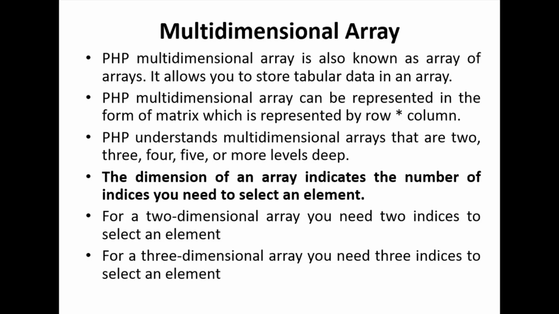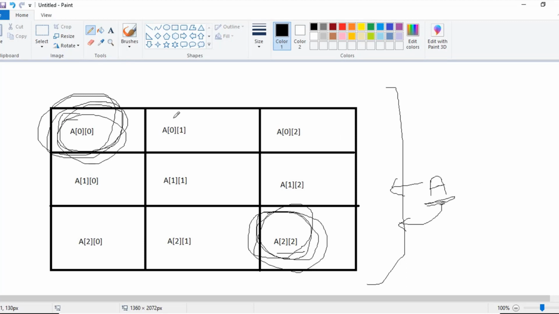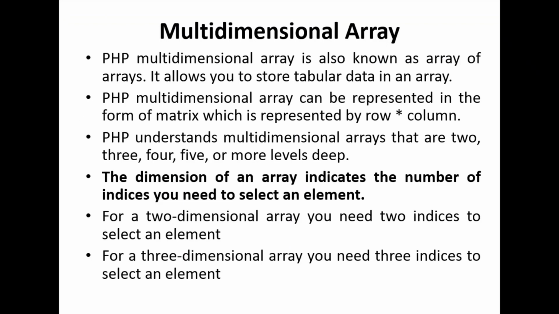The dimension of the array indicates the number of indices you need to select an element. So the dimension of the array depends upon the number of indices you need to select that particular element. For a two-dimensional array, you need two indices to select an element. For three-dimensional, you need three indices. If you have a four-dimensional array, you need four indices to select that element. Like in this one, you have two indices, so you can select the element using these two indices. So it's a two-dimensional array.